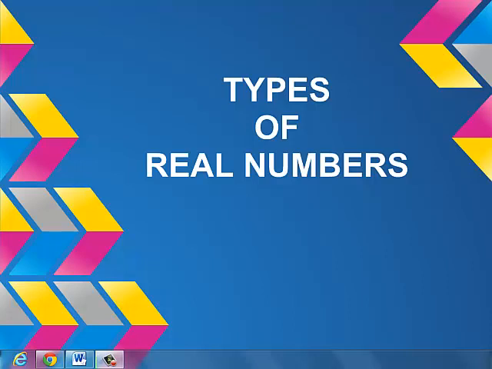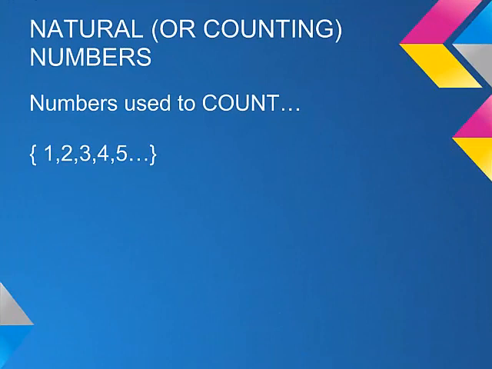Today we're going to talk about the different types of real numbers that you can actually locate on a real number line. The simplest type of numbers on a real number line are counting numbers, numbers that you use to count with. 1, 2, 3, 4, 5, and so on.